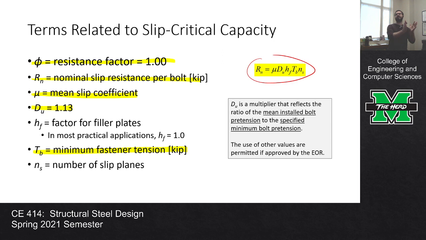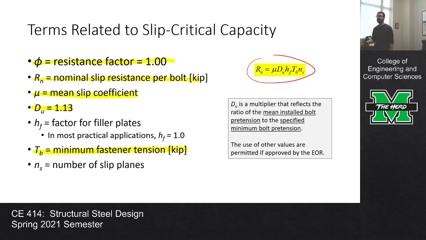If you look at the spec, it says I have a bolt, and the bolt has to have 25 kips in pretension. In reality, you end up getting much more than that. If you do the math or go down to the lab and test all these connections, all those methods I'm talking about achieve that pretension, and in fact a lot more. On average, they achieve about 13% more capacity. So Du is 1.13.